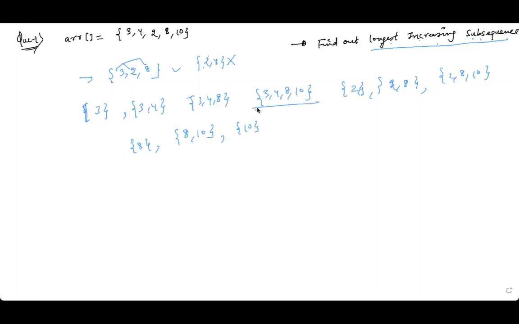Out of those, this particular subsequence is the longest subsequence here, because in this subsequence, you can see 4 elements are present. So the output here is that we have to find the length of the longest increasing subsequence. So the expected output here is 4. Let me give you one more example.